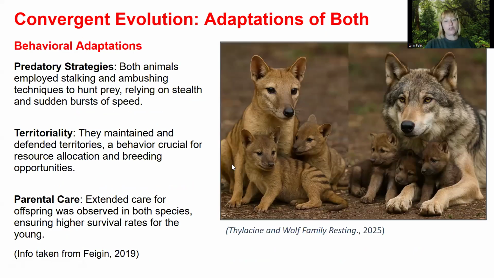Behavioral adaptations. You'll see here is a thylacine mama with her babies and a wolf with her babies. So predatory strategies, both animals evolved stalking and ambushing techniques to hunt prey, relying on stealth and sudden bursts of speed. Territorially, they maintained and defended territories, a behavior crucial for resource allocation and breeding opportunities. And parental care, extended care for offspring was observed in both species, ensuring higher survival rates for their young.